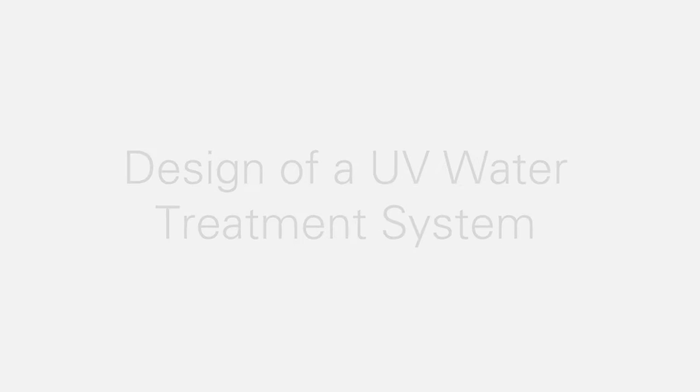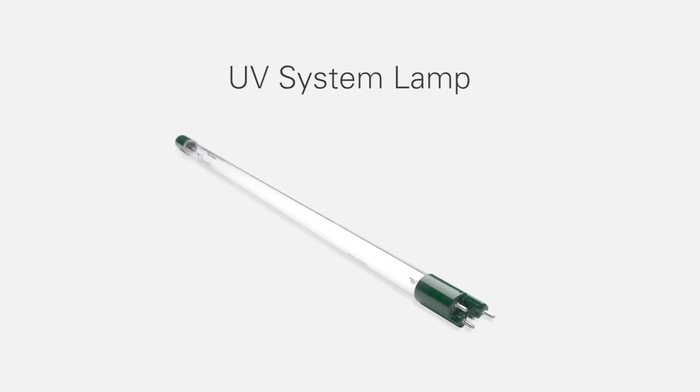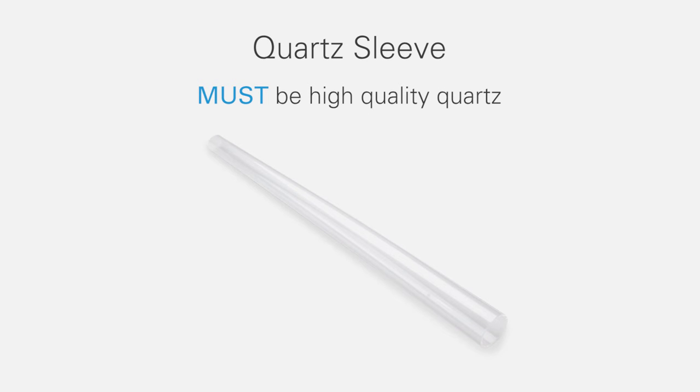Typically, there are 4 basic components to a UV system. The heart of the system is, of course, the UV lamp. These are available in different configurations, including low-pressure standard lamps, low-pressure high-output lamps, and low-pressure amalgam lamps, each suited to different flow rates, applications, and footprints. Regardless of the lamp type, it will be protected by a quartz sleeve. This looks like a simple glass tube, but it is critical that it be high-quality quartz because it has to allow as much UVC light to pass through it as possible.